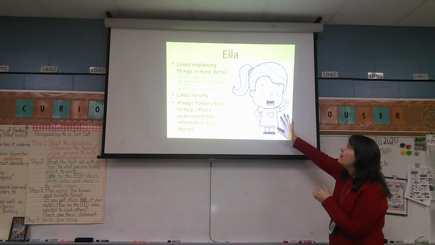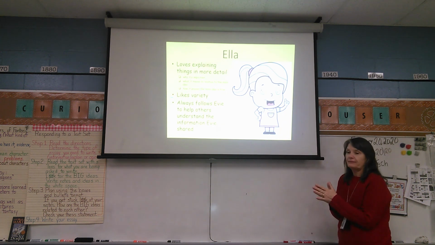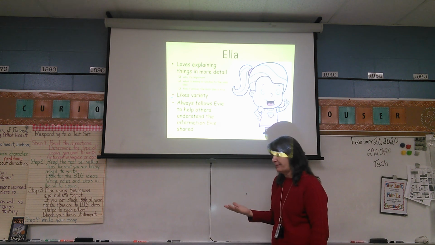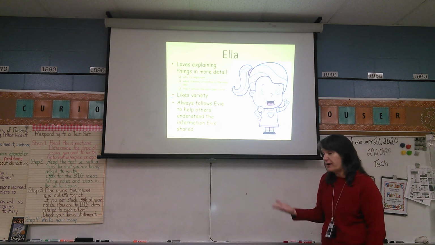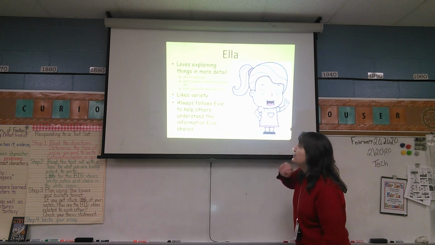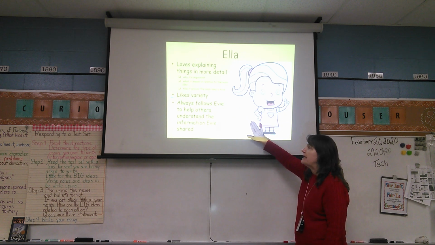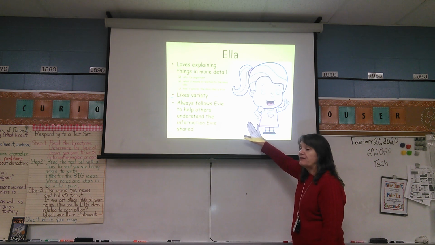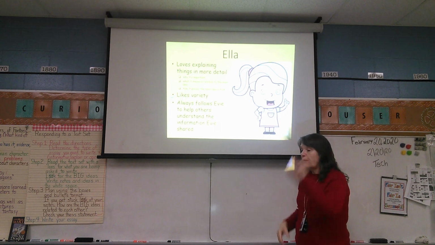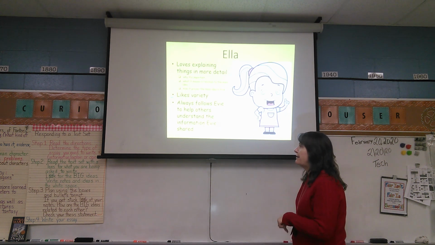Now, Ella likes variety, which means she doesn't keep saying, this means, this means, this means. She doesn't keep saying, this shows, this shows, this shows, which is some of what I'm seeing in your writing. You're using the same transitional phrases over and over again. It becomes repetitive. So Ella likes variety, and she always follows Evie. So evidence first, and then elaboration. And remember, Rossi told us that elaboration is when we say more.